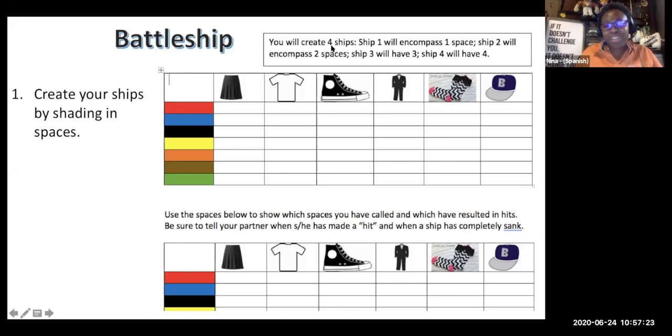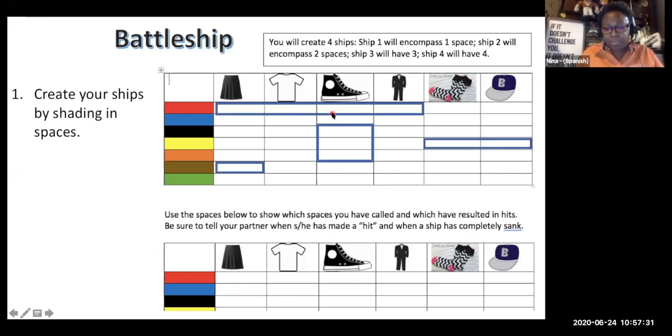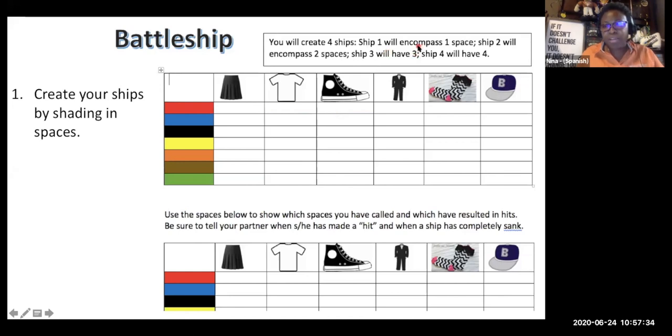So you're going to create ships, and I'm going to give myself an annotation spotlight. There we go. Right, I didn't want to do that yet. So right here, it tells you how many ships we need. We're going to make four ships: one of four spaces, one of three spaces, one of two spaces, and one of one.